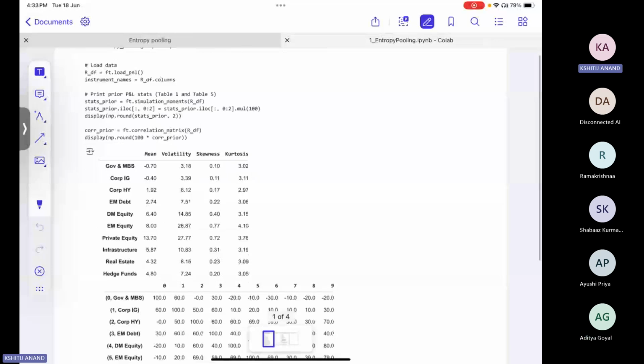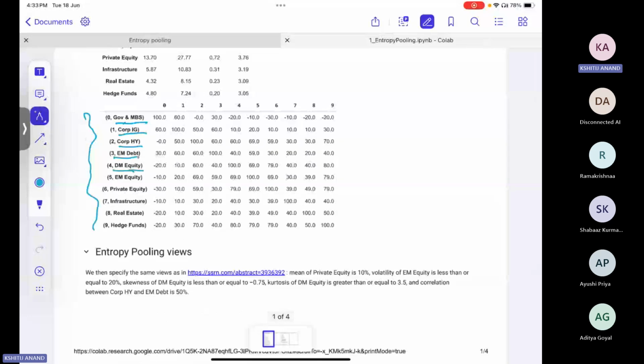Now, let us discuss. These 10 assets are government and MBS, Corp IG, Corp HY, EM debt, DM equity, EM equity, private equity, infrastructure, real estate, and hedge fund. These are the 10 assets they have taken as an example.